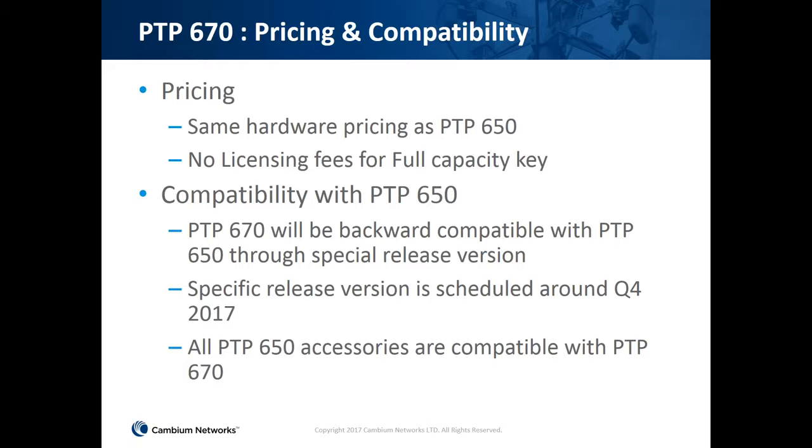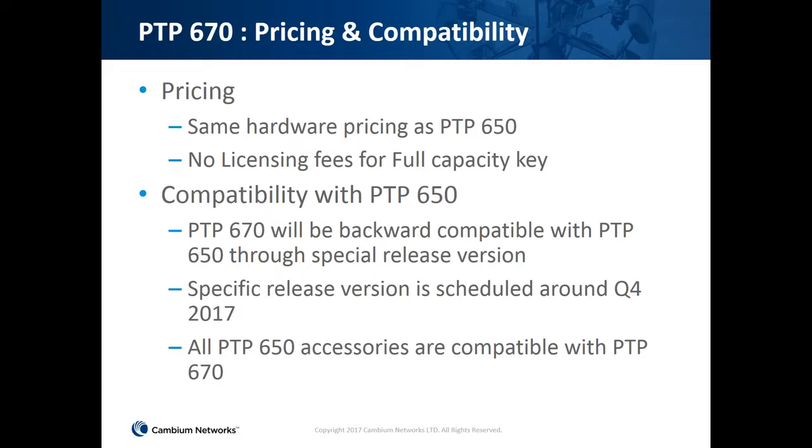So you can buy a 670 at the same price as the 650, which is the same MSRP, and you can get the special firmware version, which is free. You don't have to pay for it. It's a special firmware that will be available in September. You just put that special firmware on the 670, and it will behave exactly as a 650. So you don't have to change anything.